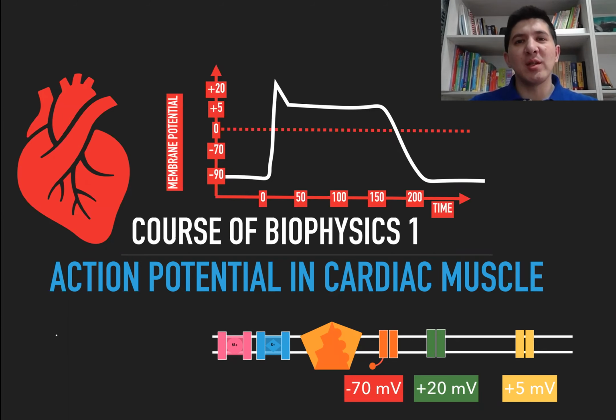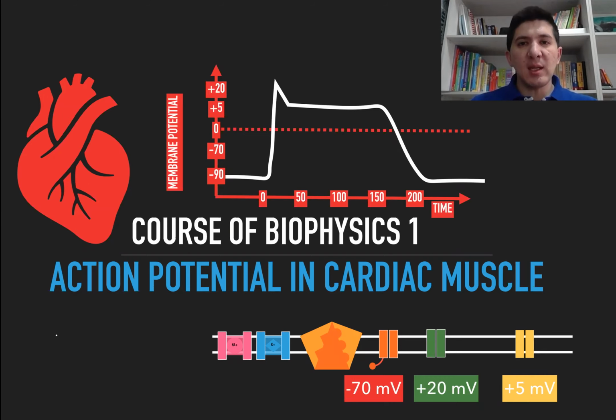In this lecture, we're going to discuss the action potential in the cardiac muscle. So when we are looking at the cell membrane, the charge difference between inside and outside of the membrane is called the membrane potential. And spontaneous increase and decrease of the membrane potential is called the action potential.